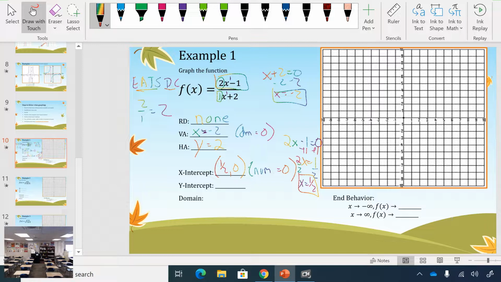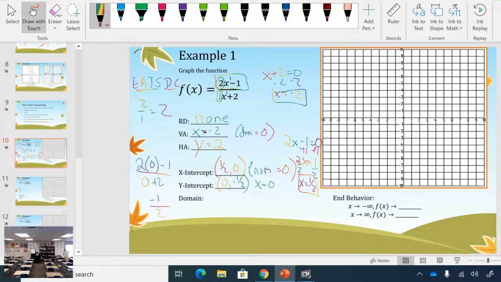As far as your Y-intercept, that is where you are going to set the x value equal to 0. And so if we put a 0, let's just work that to the left here. 2 times 0 minus 1 over 0 plus 2. 2 times 0 is 0, so that leaves us with a -1 up top. And then 0 plus 2 is 2. So this would be a -1/2.